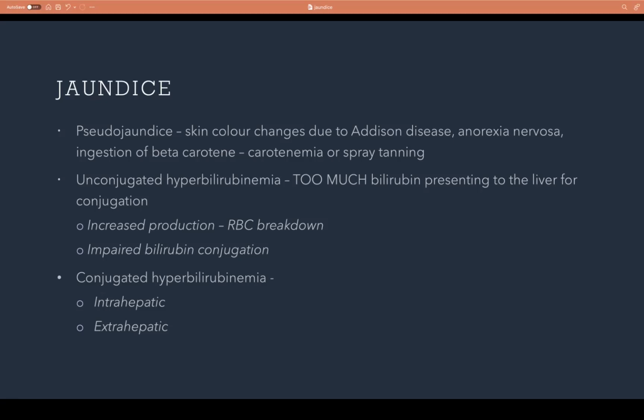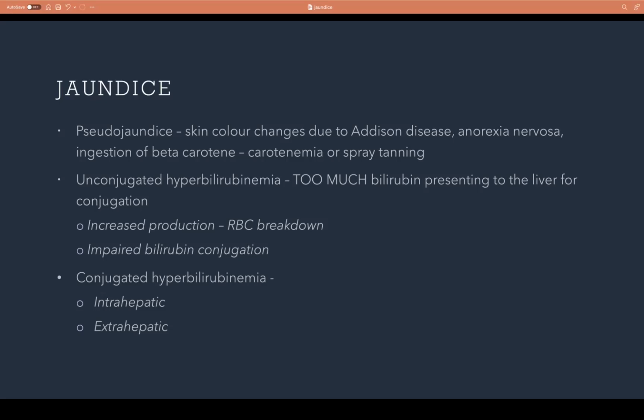Now, in terms of jaundice, two big separations. There's unconjugated hyperbilirubinemia, which means there's too much bilirubin presenting to the liver for conjugation, and conjugated hyperbilirubinemia. So in terms of unconjugated, there's two big processes. This is too much bilirubin coming to the liver saying, I want to be conjugated. Well, where's it coming from?